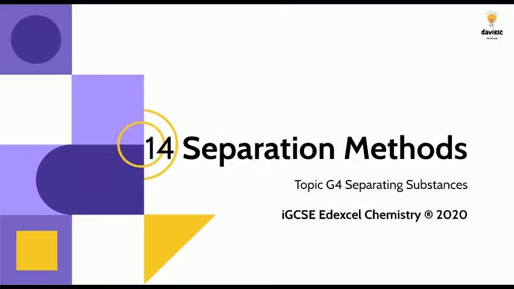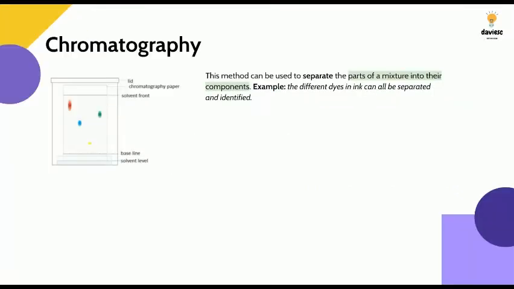So chromatography is the last one of the separation methods that you need to know for this topic. You need to describe it in quite a lot of detail. This method can be used to separate parts of a mixture into separate components. The most popular example of this is when we are separating ink into different dyes so we can see what different colours make up one specific ink.